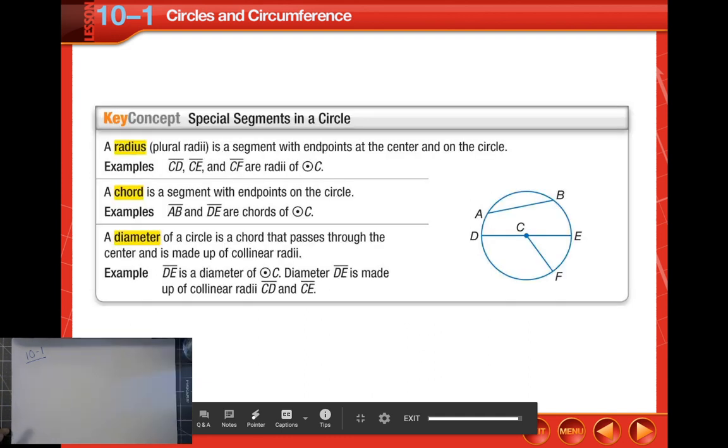For example, we have these different names. We have radius, chord, and diameter. A radius is a segment with endpoints at the center of the circle and on the circle. A chord is a segment with both endpoints on the circle, and the diameter is a chord that passes through the center.